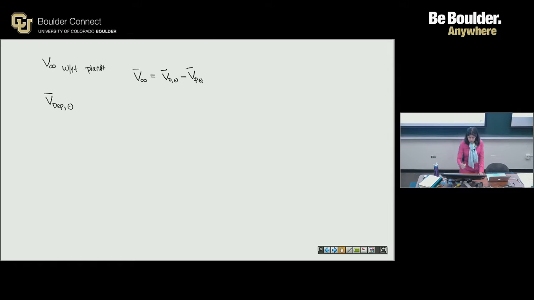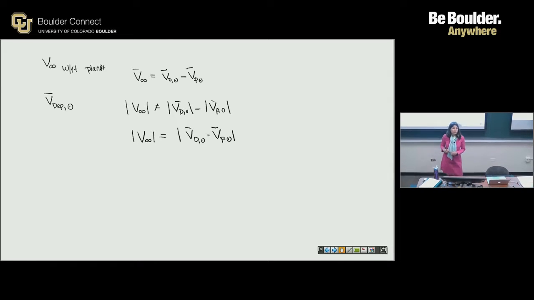Now, what we don't want to do: the magnitude of V infinity is not equal to the magnitude minus the magnitude. If you do that, you're essentially just subtracting their speeds, and you're not taking into account the direction of their velocities. So instead, if you want the magnitude of V infinity, it's the magnitude of your departure velocity with respect to the sun minus the planet's velocity, the magnitude of this quantity here. Does that make sense to everybody?